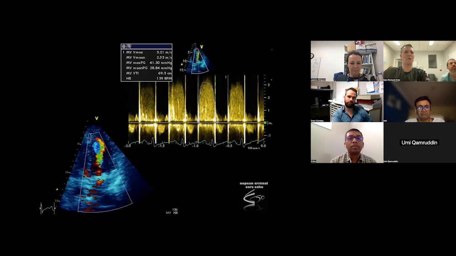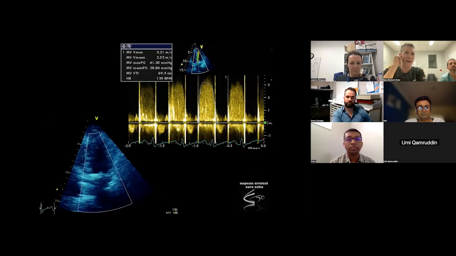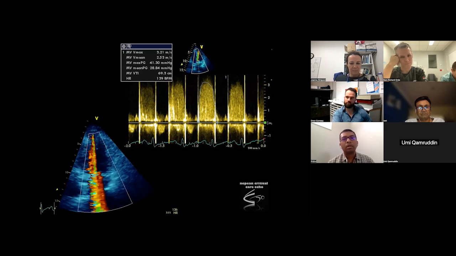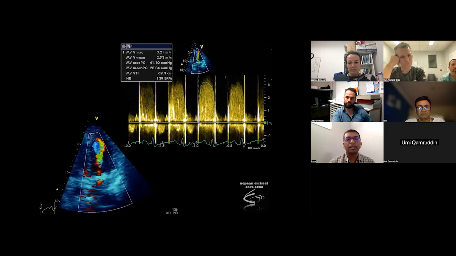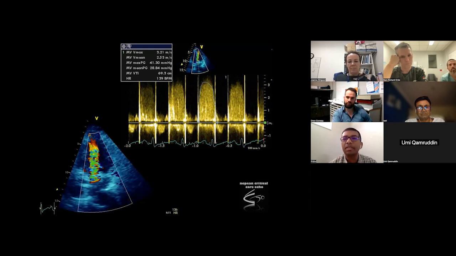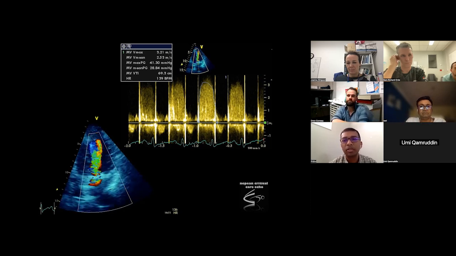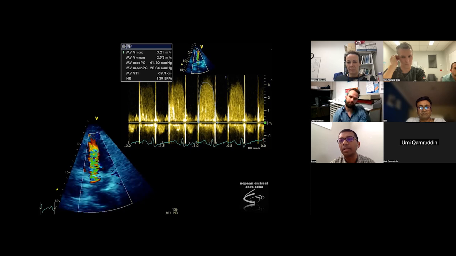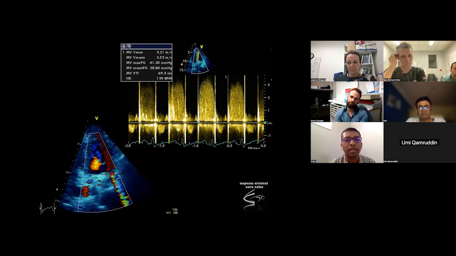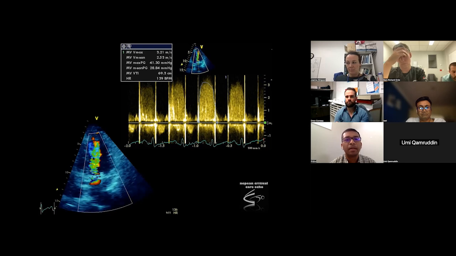Nice. So what are the confounders to that mean pressure gradient? I think the main thing is the severe tachycardia, so that is going to overestimate it. Also, it's not a native mitral valve, it's a mechanical mitral valve, so I'm not sure if the continuous wave is going to give me the right sort of measurement.